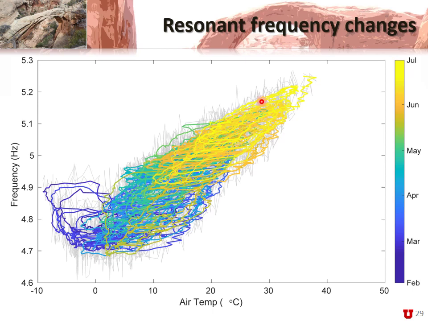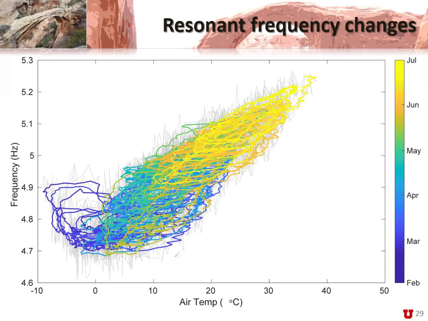Now you can see here a general, like a long-term trend. This is, you know, between February and July. And you can also see this flatter slope. These flatter, smaller changes are the daily changes. And this long-term, large-scale, positive linear trend is the seasonal change between February and July. So we have a frequency increase with temperature.